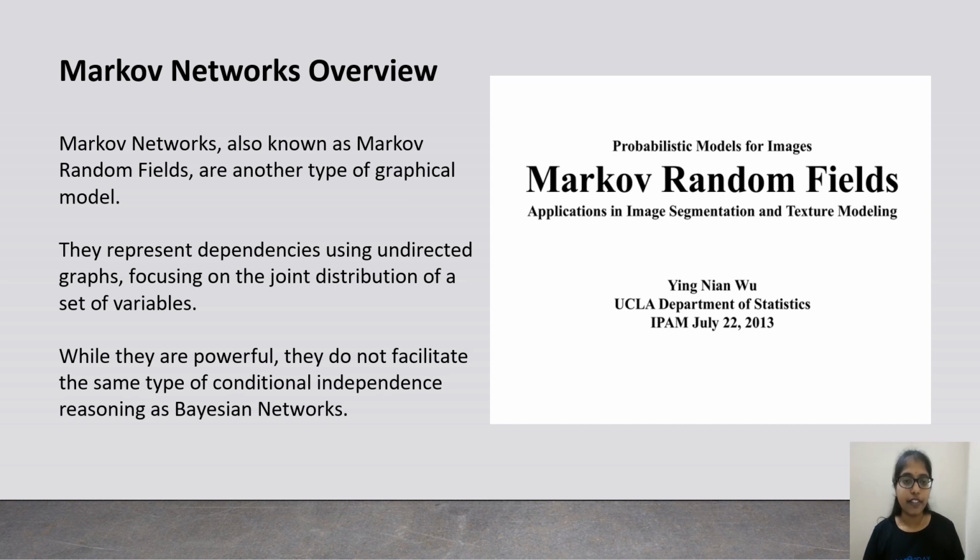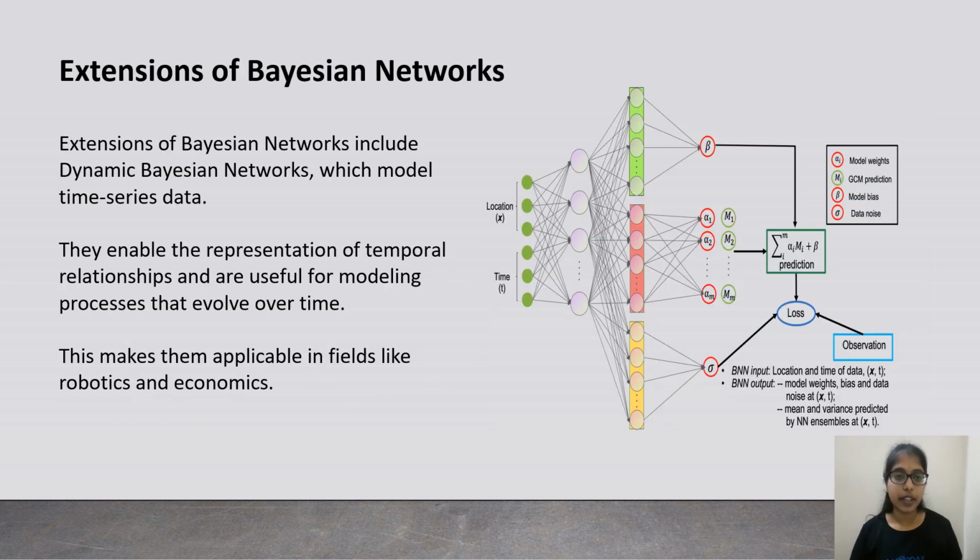Markov networks overview. Markov networks, also known as Markov random fields, are another type of graphical model. They represent dependencies using undirected graphs, focusing on the joint distribution of a set of variables. While they are powerful, they do not facilitate some types of conditional dependency reasoning as well as Bayesian networks.